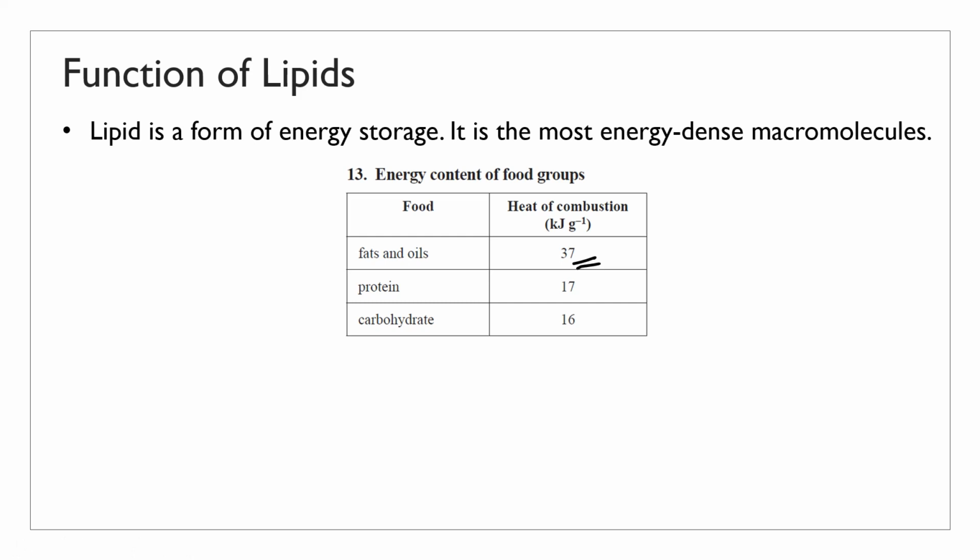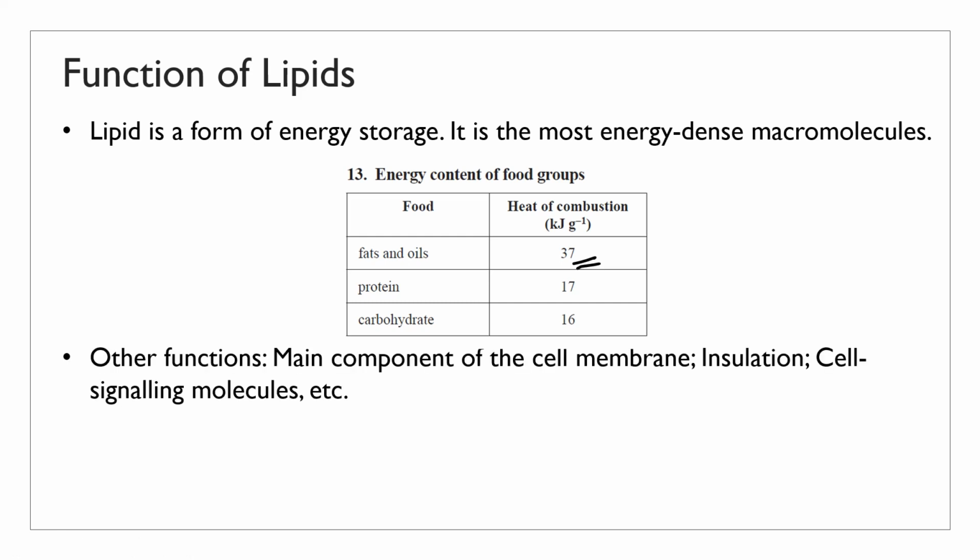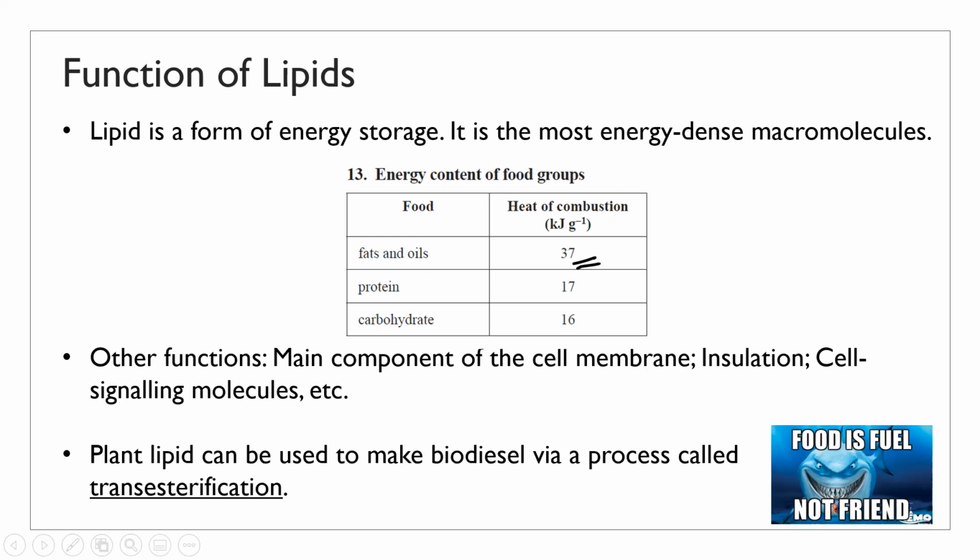So energy storage is probably the main function, but obviously there are other functions such as being the main component of the cell membrane, which the biology people would know. Insulation is another important function. It is also involved in cell signaling molecules. So steroids, well, a lot of hormones are lipid based. So it's not just for energy storage. And not every type of lipid is a triglyceride either. It's just that we only look at triglyceride in VCE. Anyway, it's a good idea to know the different functions of lipids, mainly for storage and then some other things.